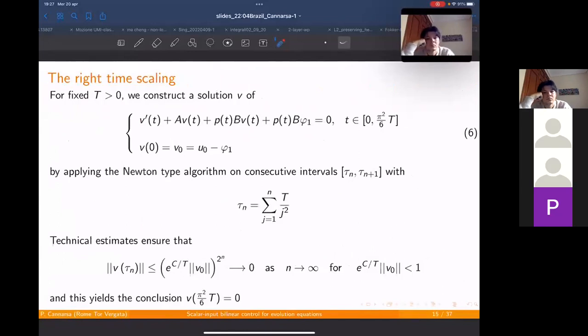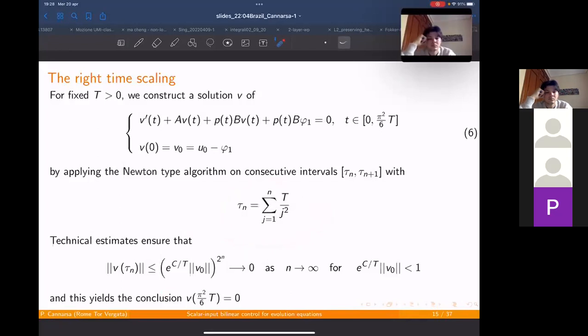The thing is, I can implement this strategy on subsequent intervals of decreasing length, tau n plus 1, and hope to choose my decreasing sequence in such a way that the sum converges. Essentially you use the Newton type algorithm on a decreasing sequence of intervals, and if you choose your sequence of intervals of the form a fixed time T over j squared, you can actually make the plan work and obtain at each tau n an estimate of this form that, of course, goes to 0 in finite time because this sum is capital T times pi squared over 6.